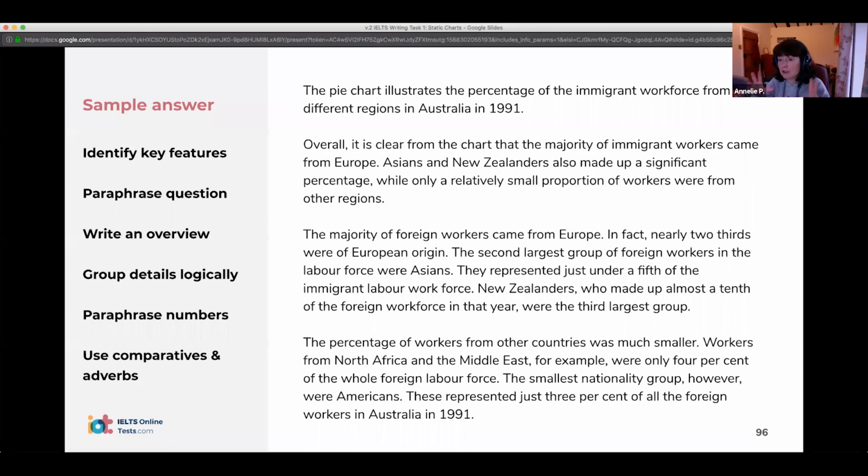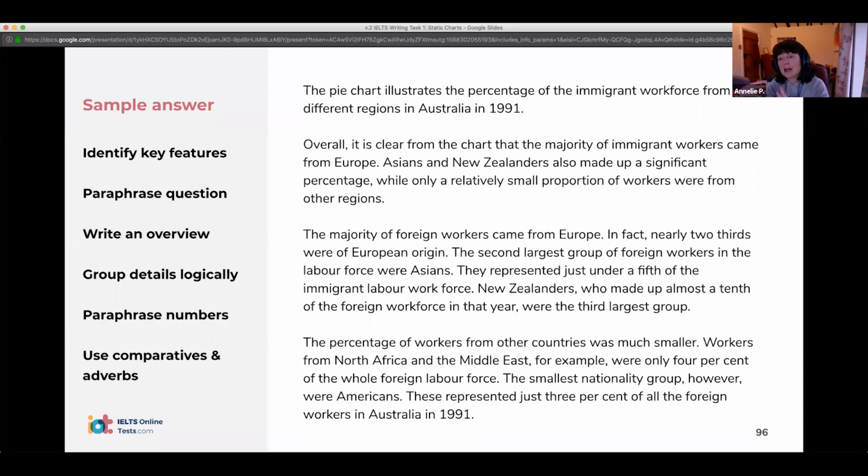So you do have to look very carefully for that timeline. If there is a timeline, then you're going to be using graph language, which is things like rose sharply, fell steeply, remained the same, plateaued, hit a peak, that kind of language. So that's what you're going to be looking at for the dynamic charts.